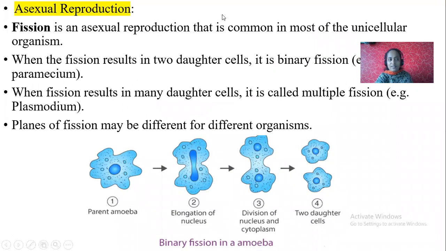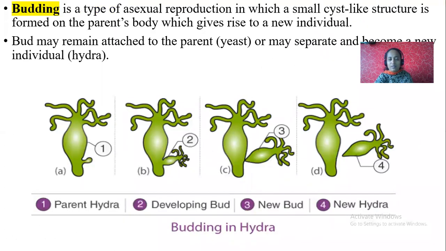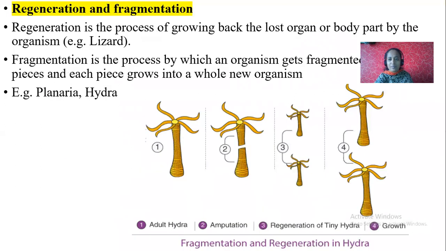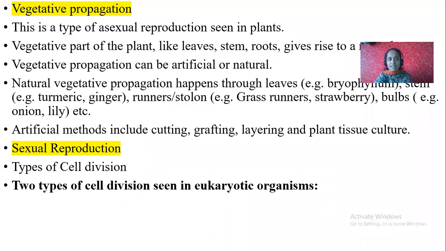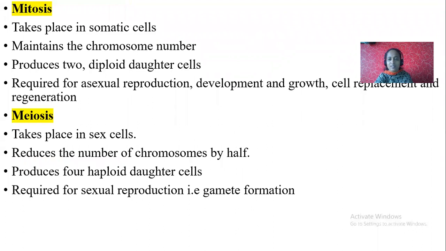Okay, last class we learned about asexual reproduction. Those are budding, regeneration, fragmentation. I'm just giving a small recap. Spore formation in fungi, vegetative propagation in plants, and sexual reproduction. And the two modes of cell division, that is mitosis and meiosis. Mitosis takes place in body cells and meiosis takes place in sex cells.